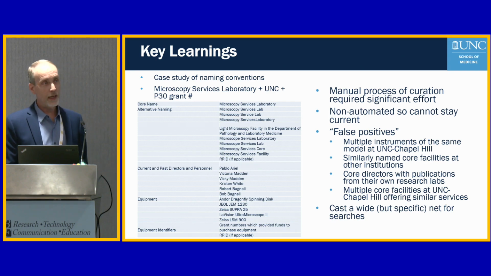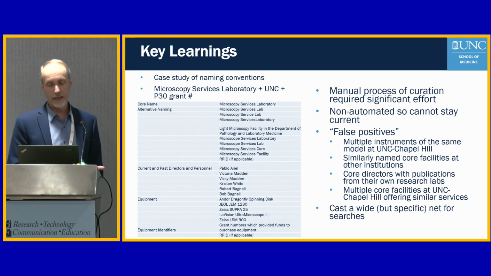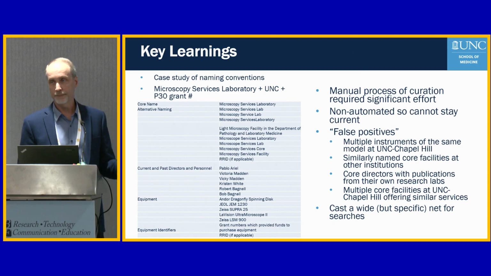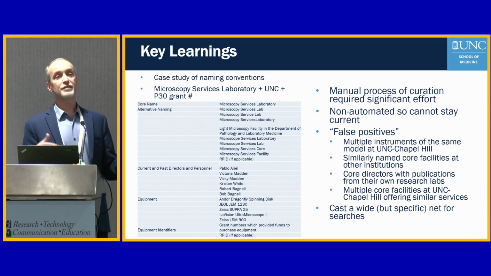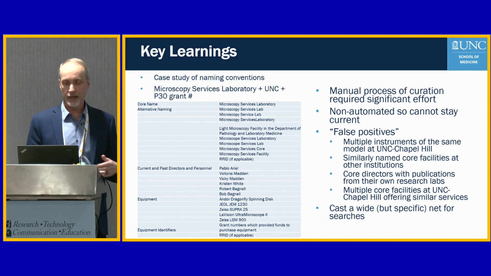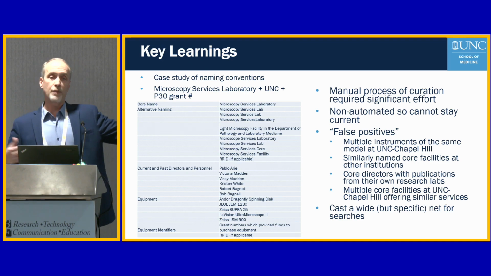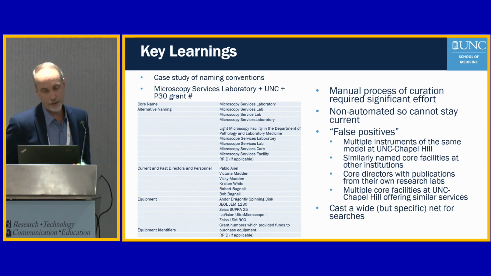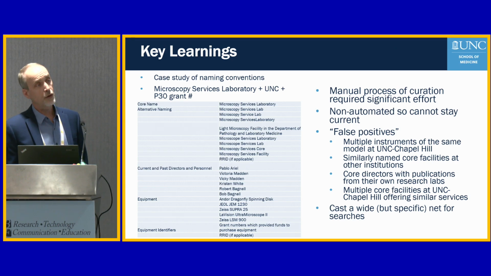So you may have this issue at your institution. There are multiple instruments of the same model in different cores at UNC Chapel Hill. Okay, and I've just used confocals. I could as easily say mass specs because they're all over the campus and they're the same model. And so if I search using that piece of equipment's name, I may pull up 3 cores. And so then I have to sort out using another part of the search to figure out which one it is. There are similarly named core facilities at other UNC institutions.